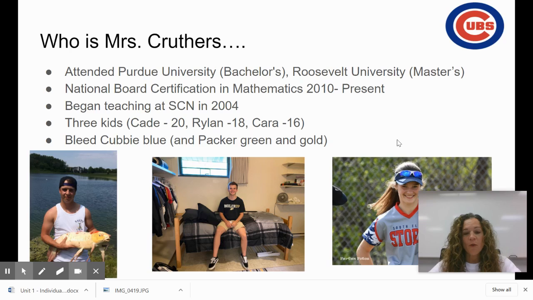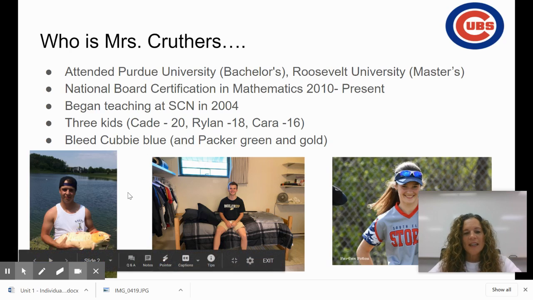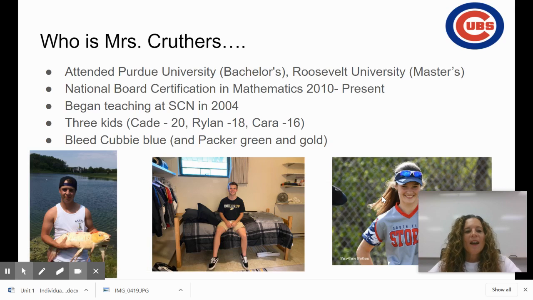Charles North in 2004. I have 3 kids, Kate, who is 20, that's him down there with the fish, Rylan, who is 18, who is just starting his first year at Purdue and majoring in computer science. And then we have my daughter, Kara, who is 16, and she's a junior at South Elgin High School, and she likes to play softball. I am a huge Cubbies fan, and sorry, I'm also a Packer fan.